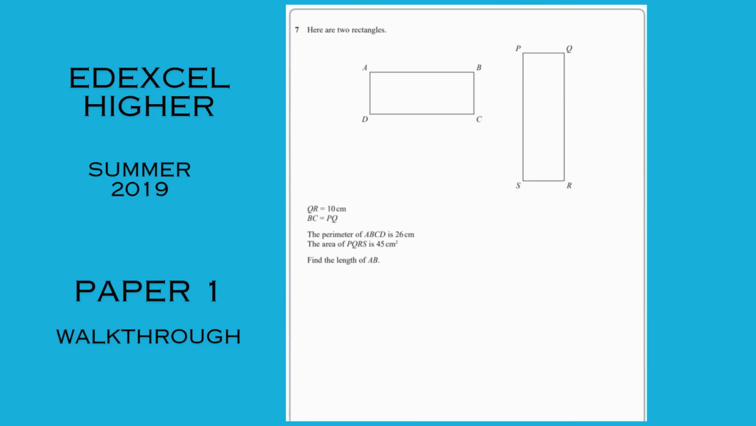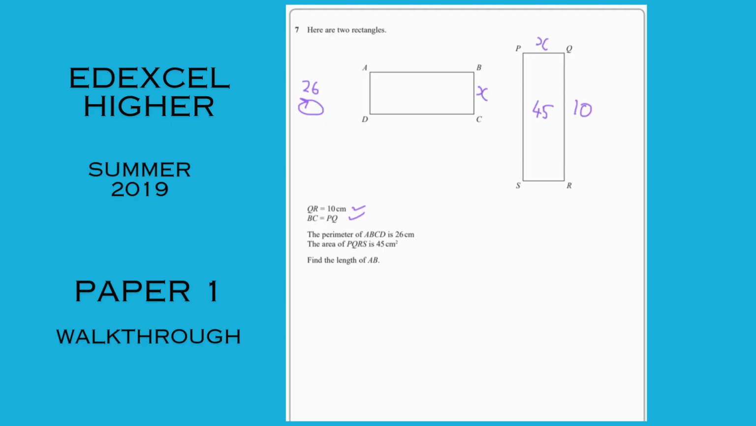Question 7. Hidden algebra. QR is 10. Get it on your diagram. BC, whatever the heck that is, it's equal to PQ. So we've dealt with these lines. The perimeter of ABCD is 26. That's going all the way around. The area of PQRS is 45. There's our starting point. We've got a link.